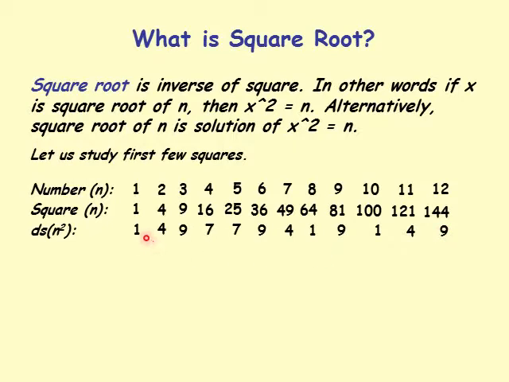Let's try to find a pattern. 1, 4, 9, 7, 7, 9, 4, 1, 9. So this is the sequence here. Then it repeats: 1, 4, 9, and next is a 7, and next is 7.